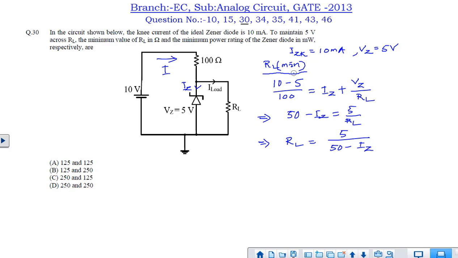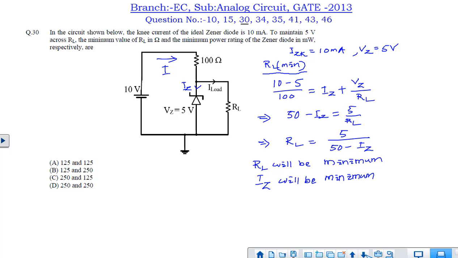Now we have to find out what is the minimum value of RL. For RL to be minimum, this denominator value should be maximum. For this denominator value to be maximum, IZ should be minimum. So for RL to be minimum, IZ also has to be minimum. But IZ cannot go below 10 milliampere, because below 10 milliampere there won't be any Zener action.